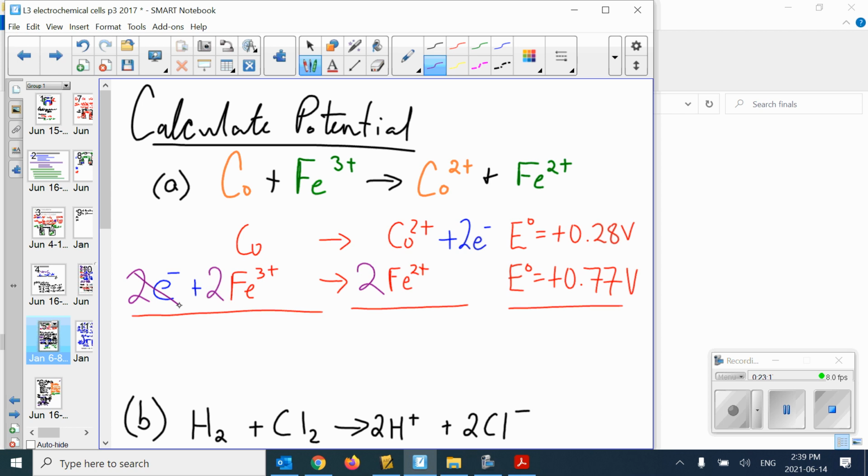But now I can add up the equations, and it's just as you suspected. Cobalt plus 2 iron, and cobalt ions plus 2 of the iron 2 ions. Maybe you just do the simple arithmetic, and you're 105. Okay. What you have, volts.